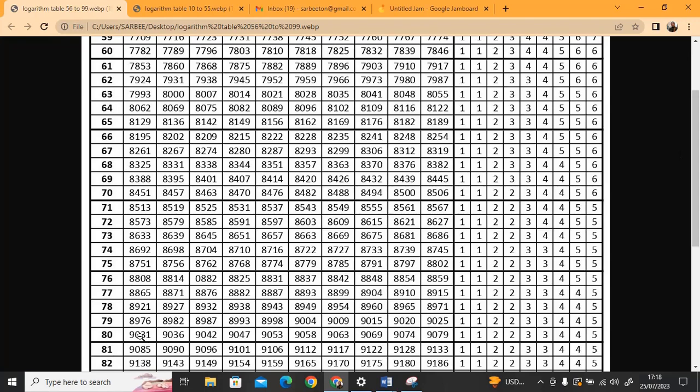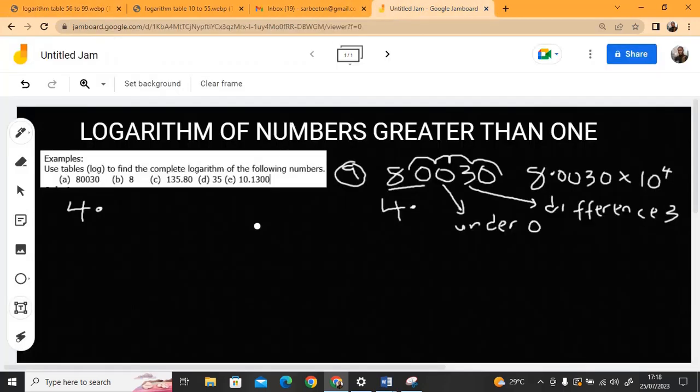Under 0, the first one is 0, then the next one is 1, 2, 3, 4, 5, 7, 8, 9. But under 0, this is it here. This is under 0: 9031. So under 0 you write 9031. That is under 0, 80 under 0. Difference 3 means, let's check for difference 3 using the logarithm table. Difference 3.